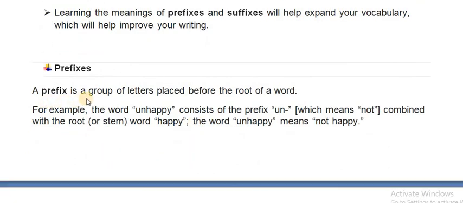A prefix is a group of letters placed before the root of a word. For example, the word unhappy consists of the prefix un, which means not. Un. What is the meaning of this? Not. So, combined with the root word or stem word happy, the word unhappy means not happy.